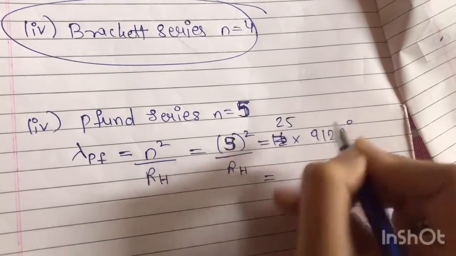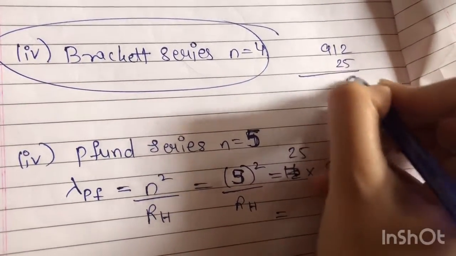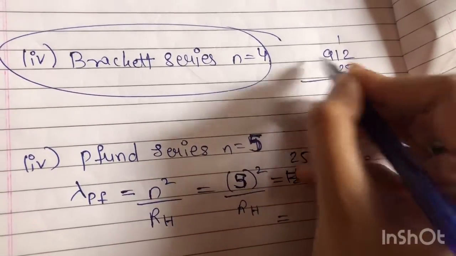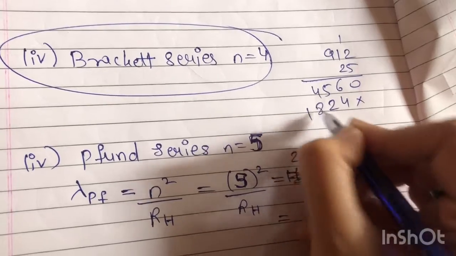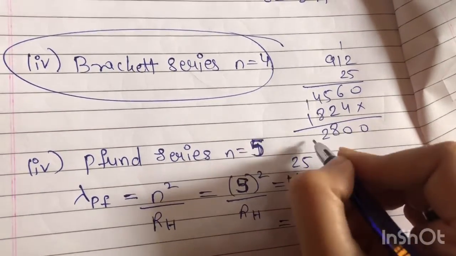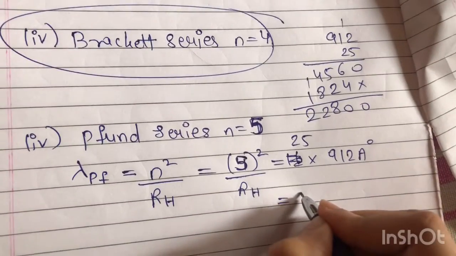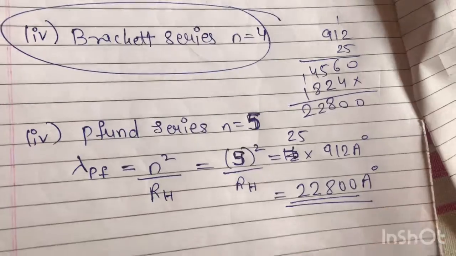So 5 5s are 25 into 912. 5 2s are 10, 5 1s are 5 plus 1 6, 5 9s are 45, 2 2s are 4, 2 1s are 2, 2 9s are 18, so 22800. This is what we have obtained, that is 22800 angstrom.